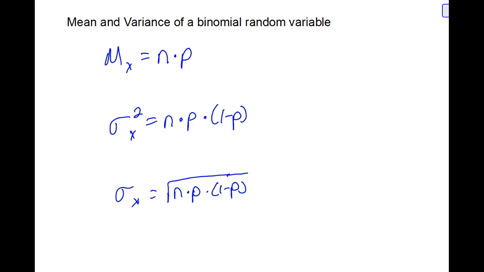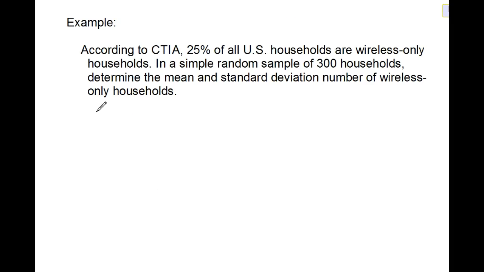So let's look at an example. According to CTIA, 25% of all U.S. households are wireless-only households. In a simple random sample of 300 households, determine the mean and standard deviation of the number of wireless-only households.